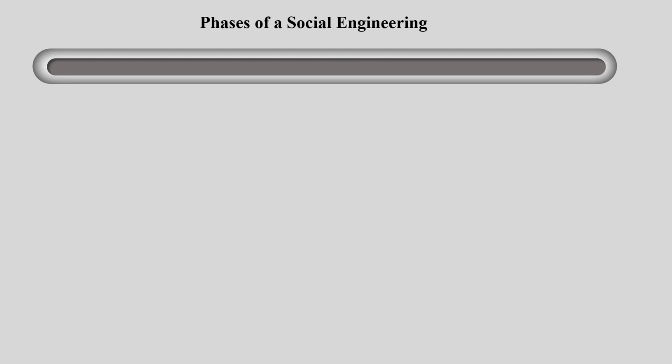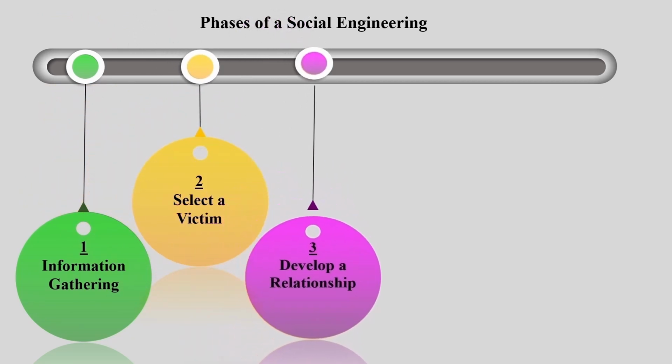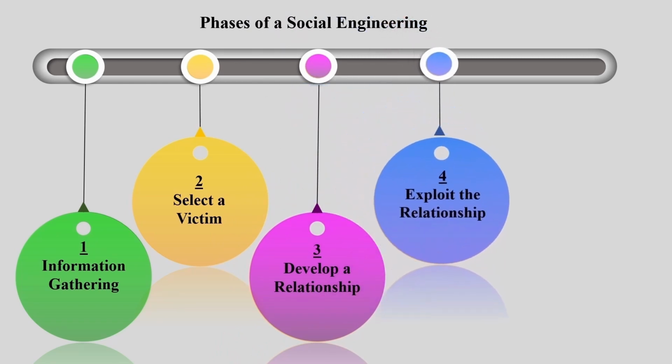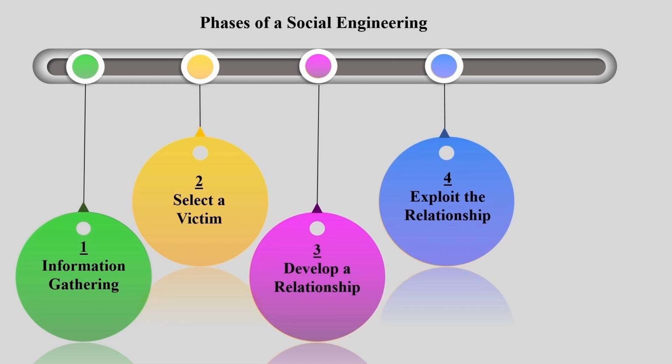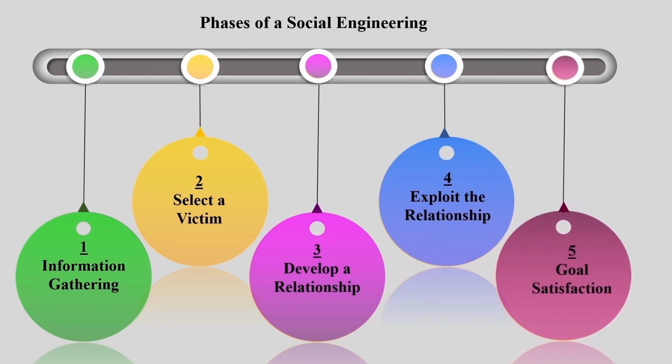Let's learn the phases of social engineering. So the first phase of social engineering is information gathering or reconnaissance. Second phase is select a victim. Third is develop a relationship. Fourth is exploit the relationship. Fifth and the last one is goal satisfaction. Let's see each phase in more detail.